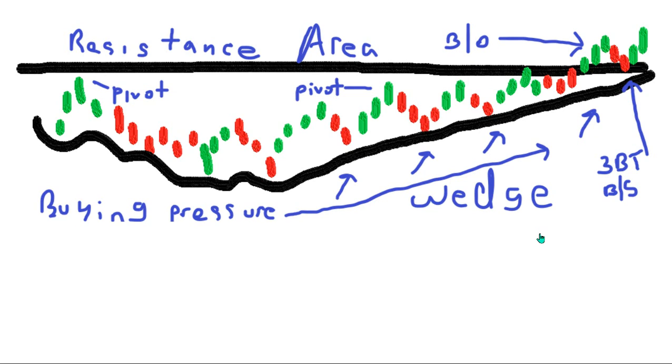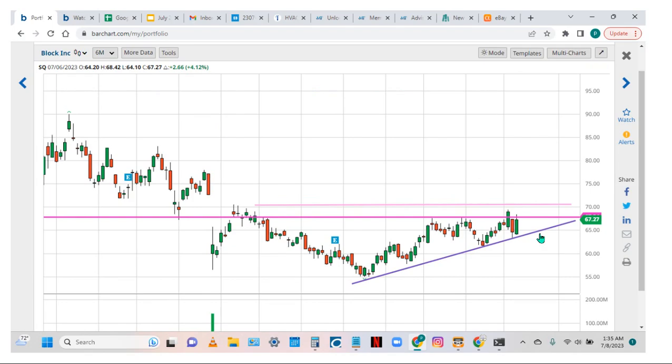The safer play is to buy the pullback, or we can see our 3-bar turn buy setup, where price moves back towards the top of the wedge, and then it takes off from there. So that's a little bit safer area to buy versus the breakout.